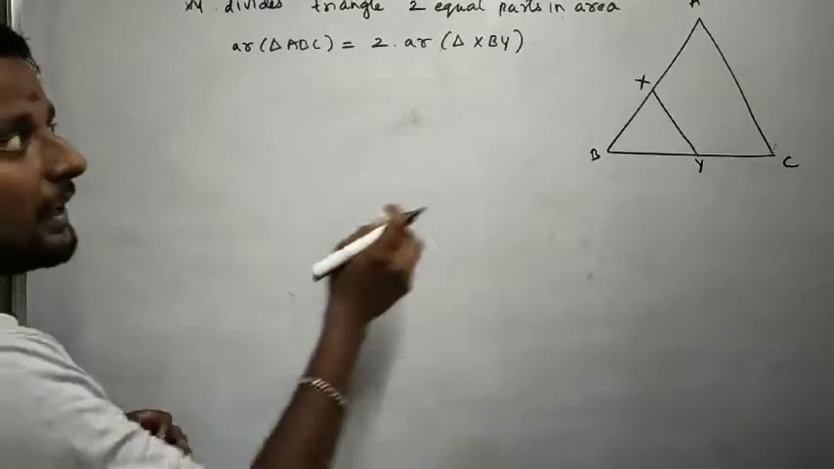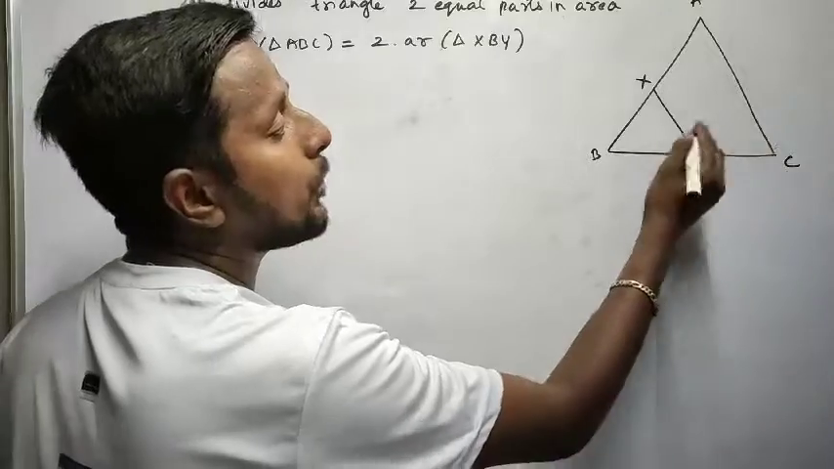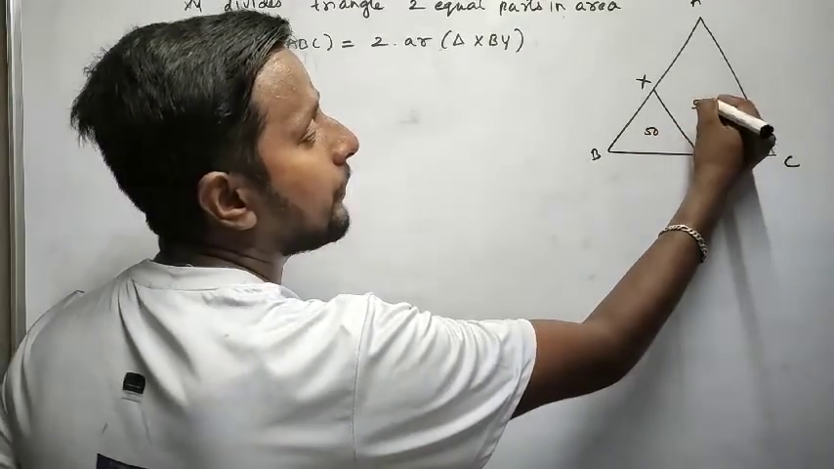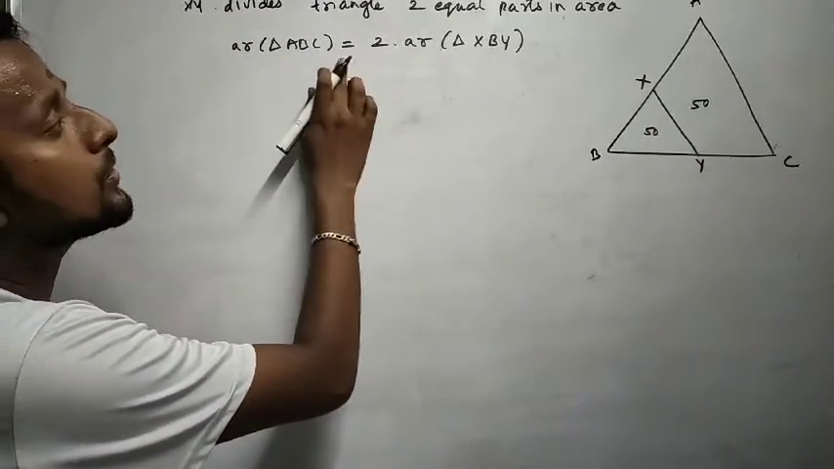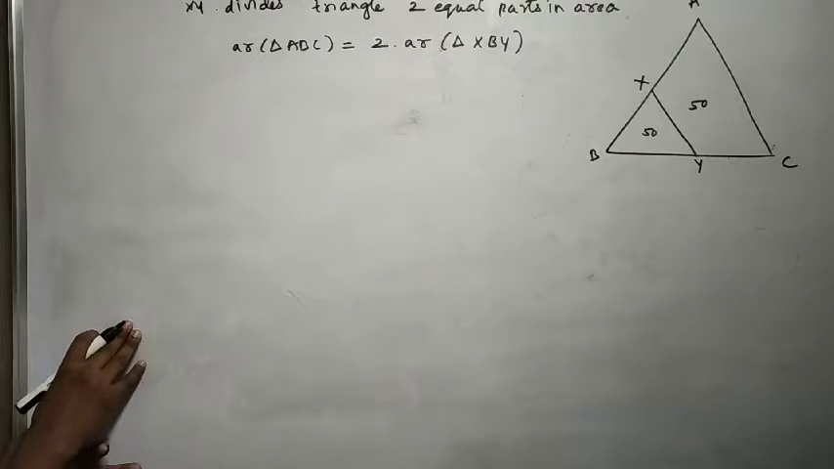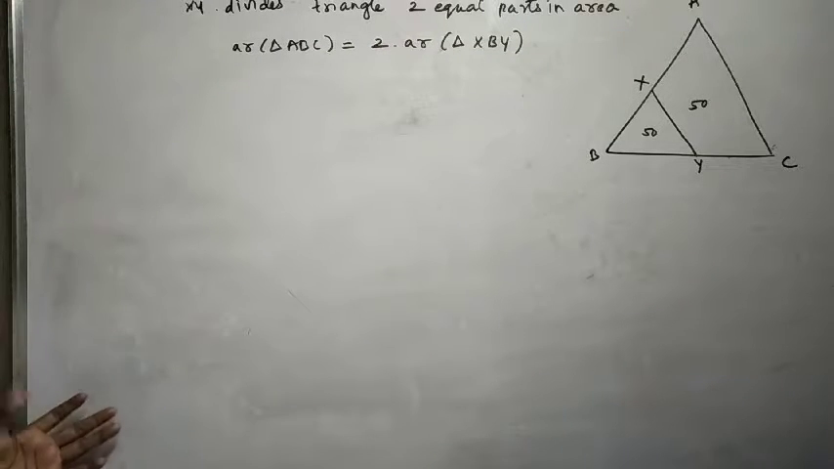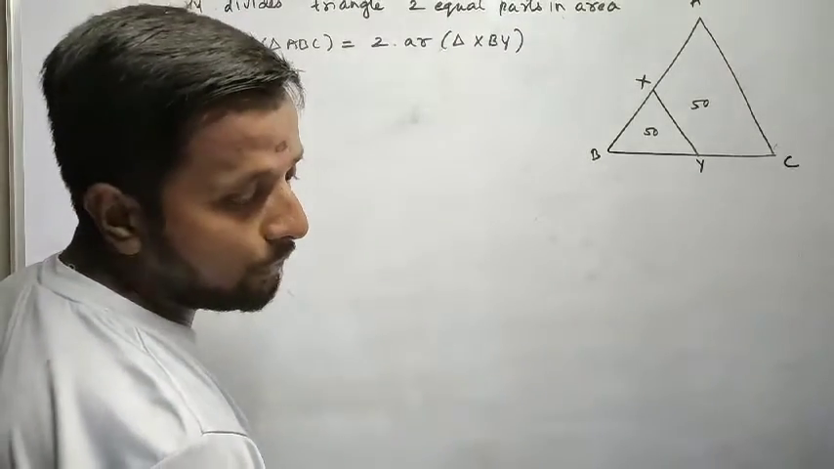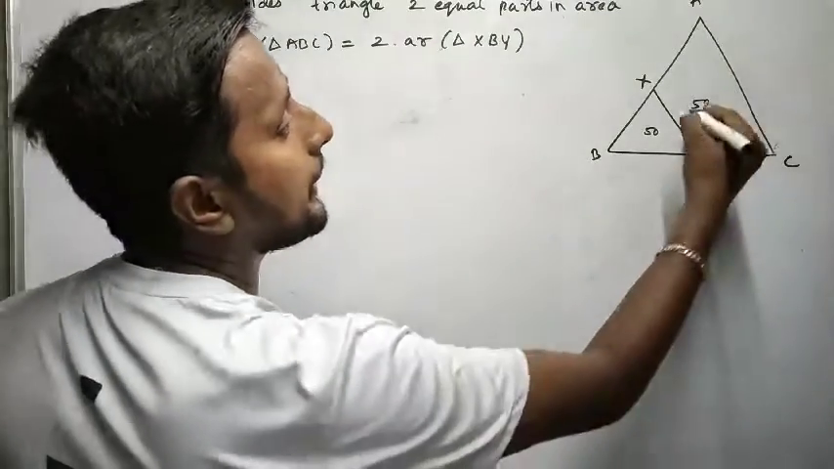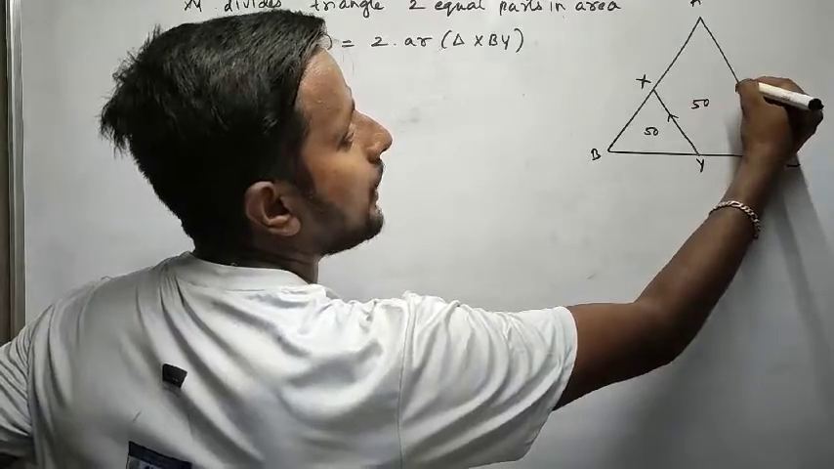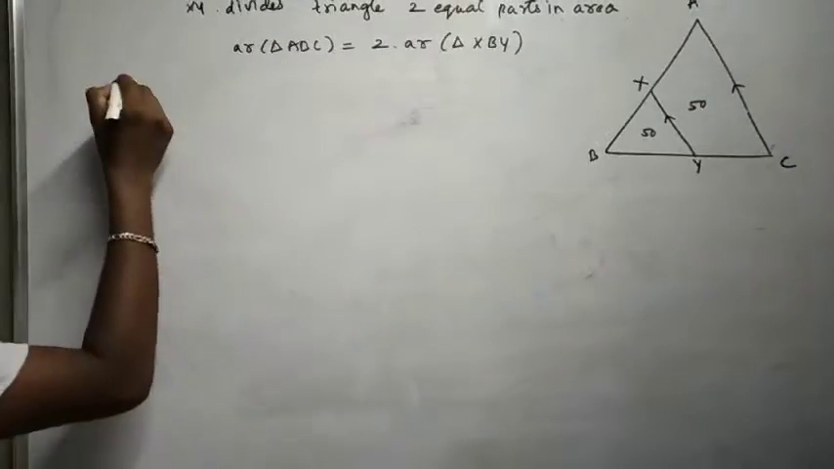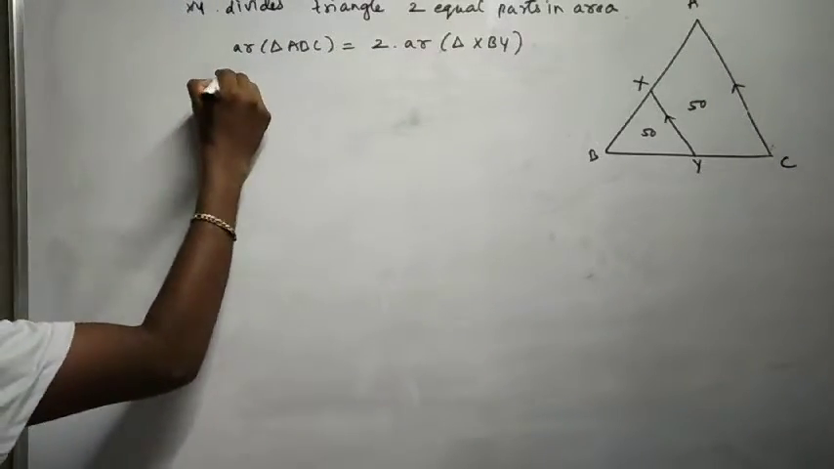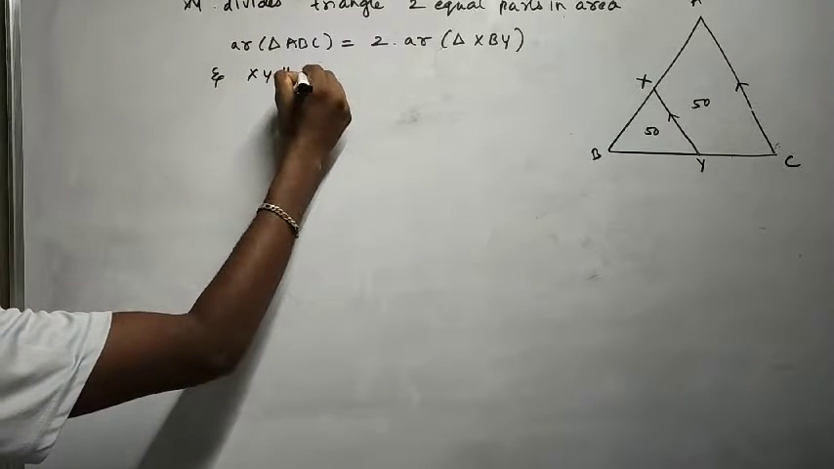Correct? XBY, right? That means what I'm saying, if you think here 50, here 50, then 100 is equal to 2 into 50. 2 50s are 100. Correct? So it makes sense. Next, try to find the similarity. Similarity is already mentioned. These two are parallel, correct? And XY is parallel to AC.